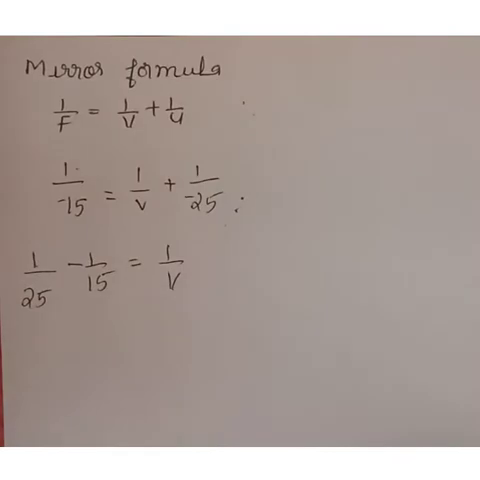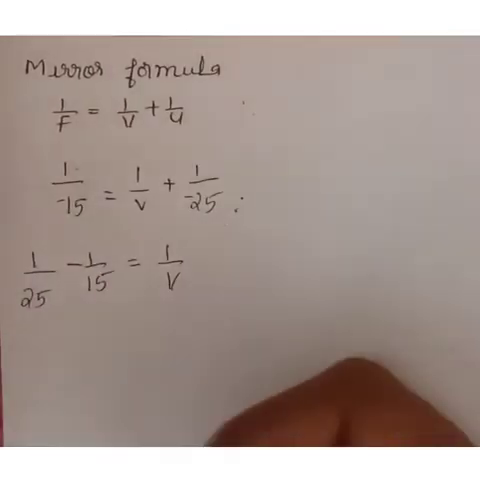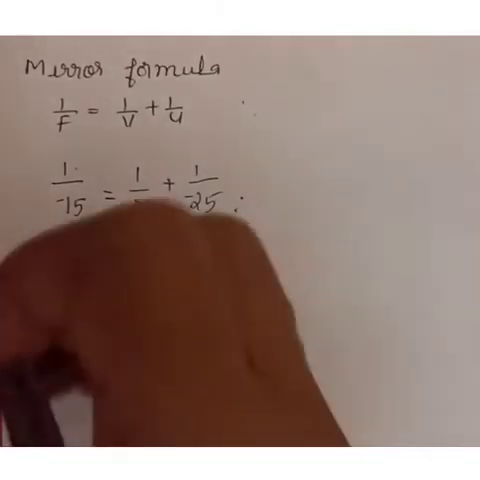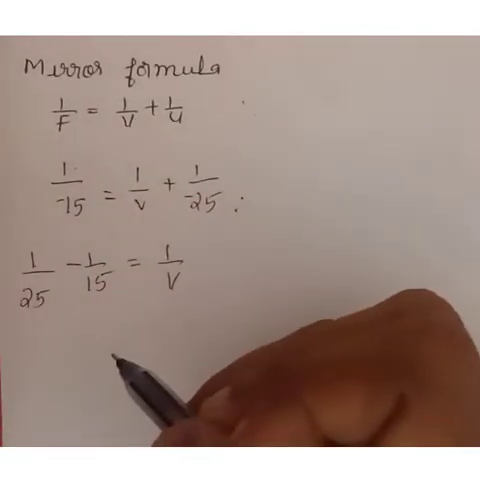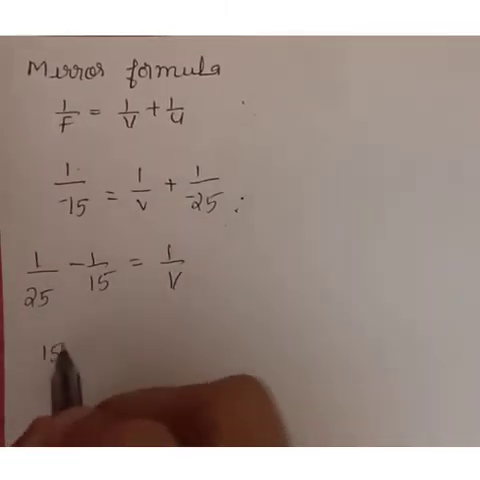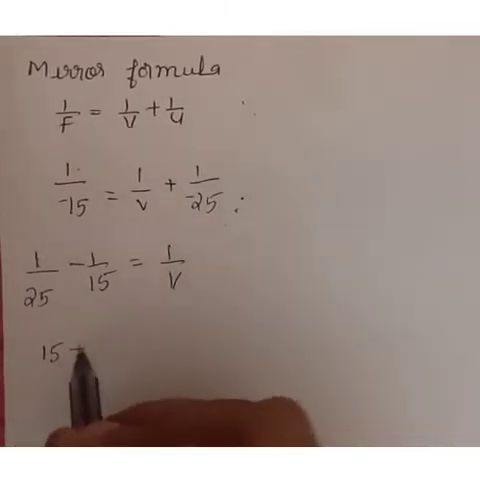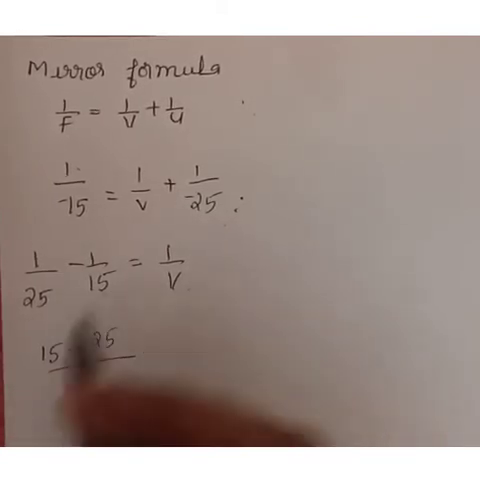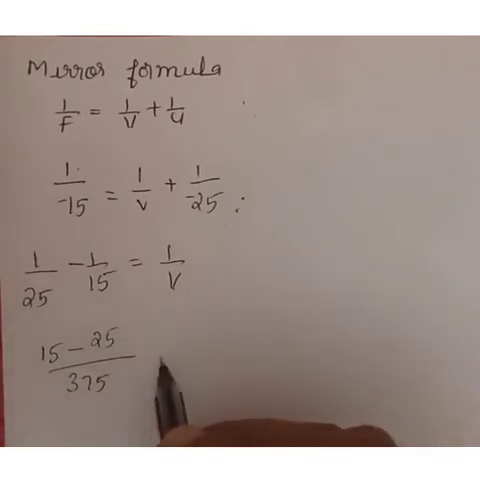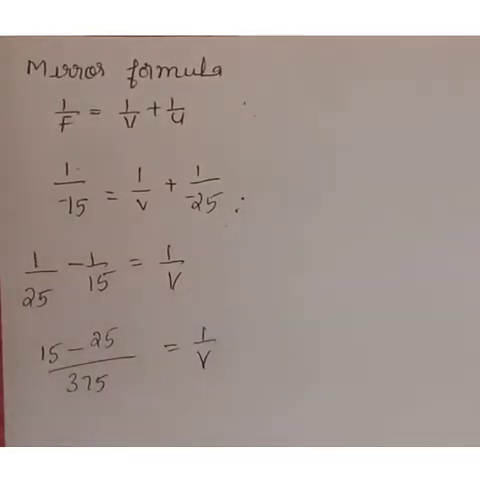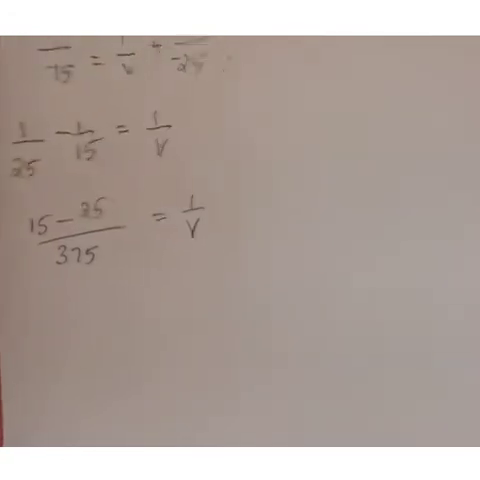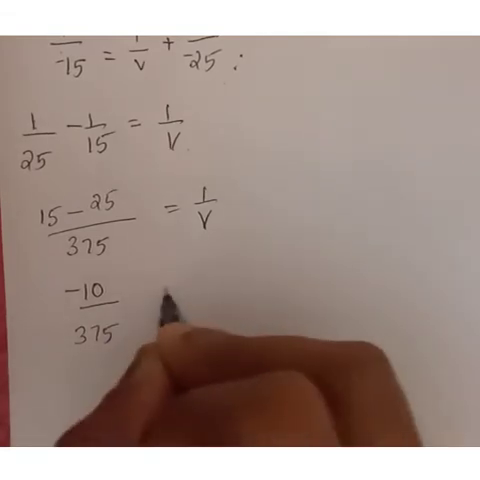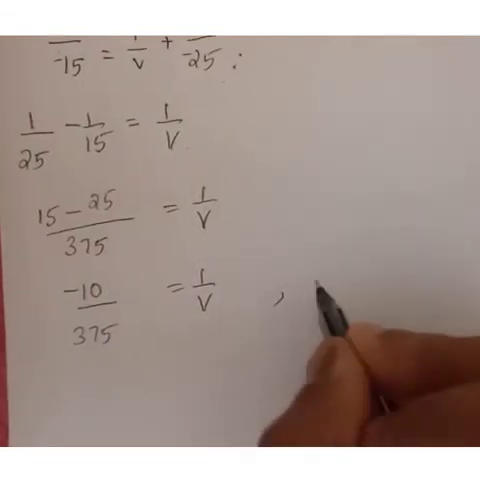1 by v. Then you have to cross multiply, or in other words, take the LCM to solve this and find out the v. So here I am taking cross multiplication. So it is 1 into 15 minus 1 into 25, divided by 25 into 15, which is 375, which is equal to 1 by v. Then 15 minus 25 is minus 10. So minus 10 divided by 375 is equal to 1 by v. So what is v?